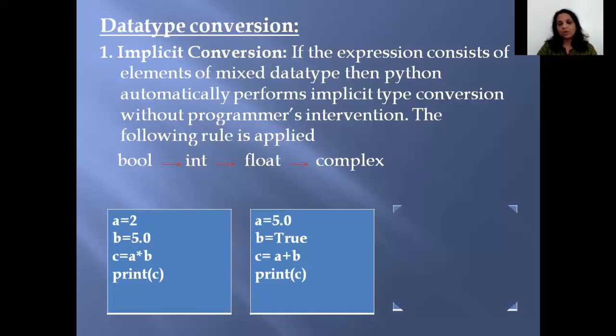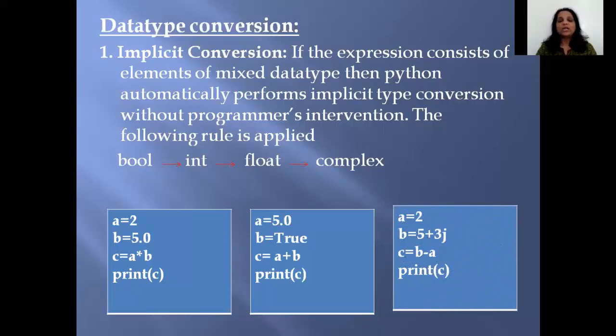Is that clear? Okay. Another example I've taken is where I took an integer and a complex. So can complex get converted to an integer? No. Integer is going to be converted to complex. So I've written A is this, B is this. So it's written B minus A. B is what? 5 plus 3j. 5 is the real part and 3 is the imaginary part. So I've written 5 plus 3j minus 2. So 5 minus 2 is 3. So your answer is going to be 3 plus 3j.